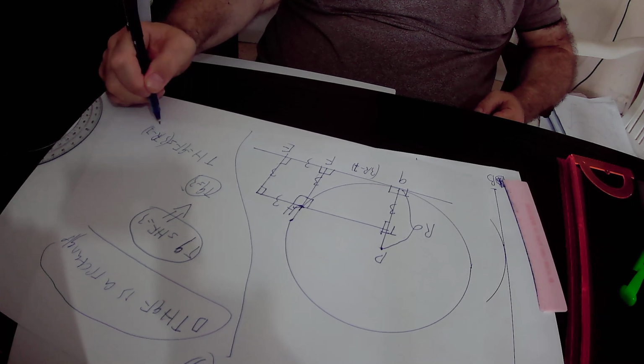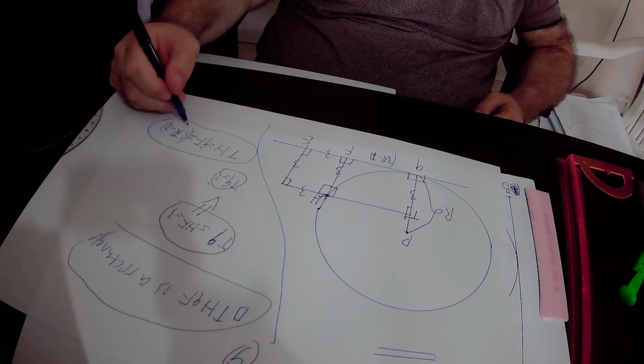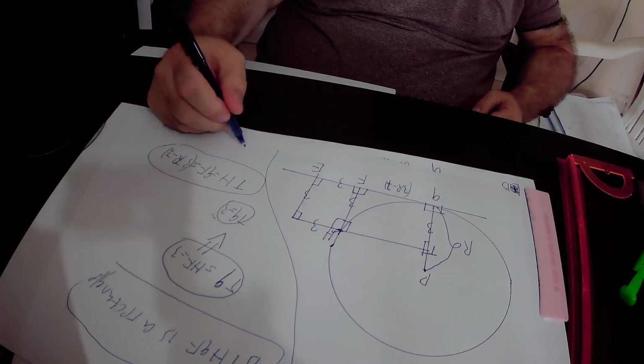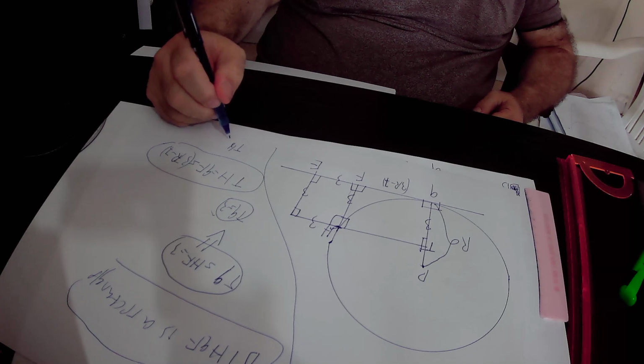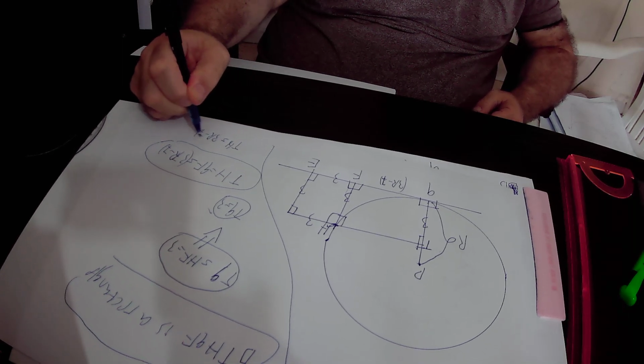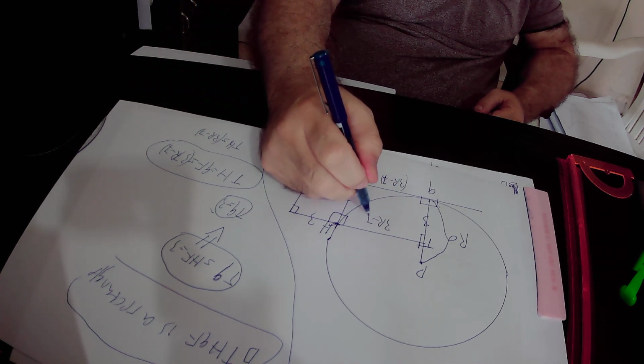And from this equation, TH equals QF equals 3R minus 7. We will derive that TH is also equal to 3R minus 7.